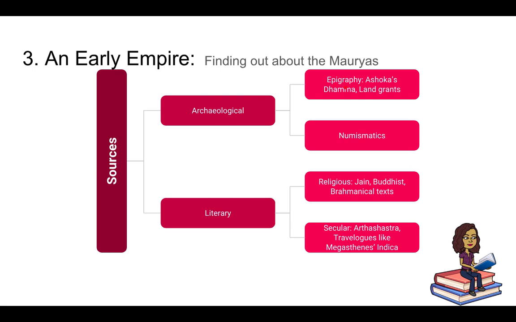epigraphy, or the study of inscriptions, from where we get to know about Ashoka's Dhamma and what kind of progressive policies he had for his people, and of course, very importantly, land grants as well, which gave us a glimpse into the economic life and economic structuring of large parts of India.